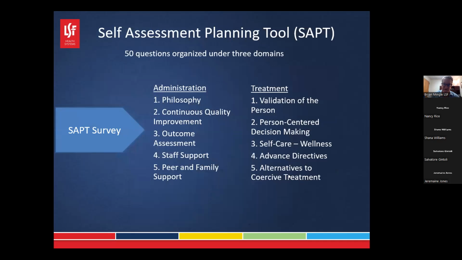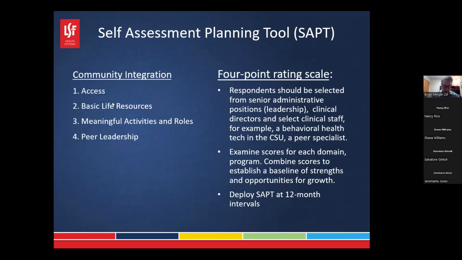Now, more about the self-assessment planning tool, the SAPT tool. It's 50 questions, organized under 3 domains. This tool is geared for executives, clinical directors, and a sampling of direct care staff. This is not the tool to send to as many people as you can. It's very targeted. It has questions related to administration, treatment, and the community integration. And again, it's under a 4-point rating scale. Like I said earlier, respondents should come from administrative leadership, clinical directors, select clinical staff, non-clinical, a behavioral health tech in the CSU, for example, and a peer specialist would be examples.